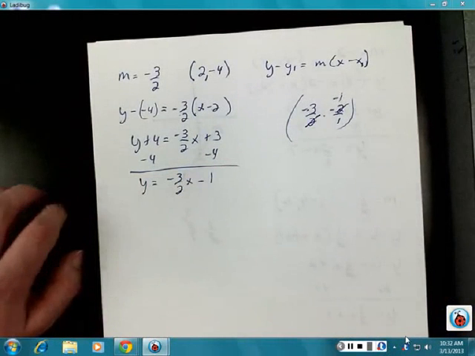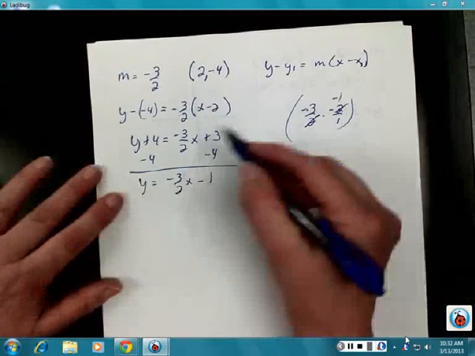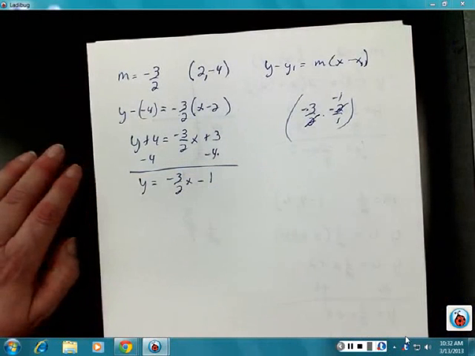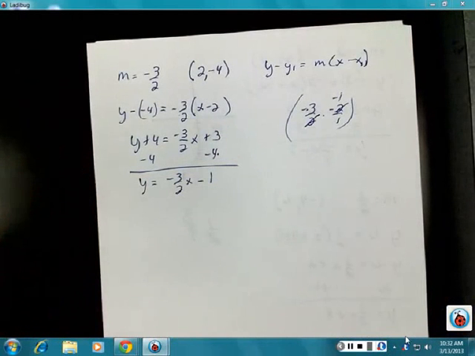Oh, okay. Because it's a positive 3 and a negative 4. Oh, yeah. Okay? That's where the negative 1 comes in. All right, gotcha. Good. Okay. So that's what happens with that type.